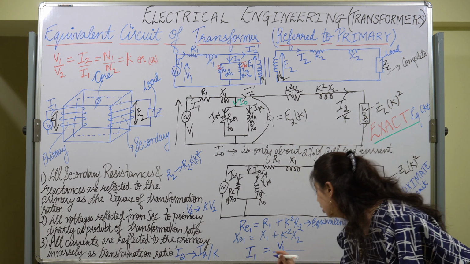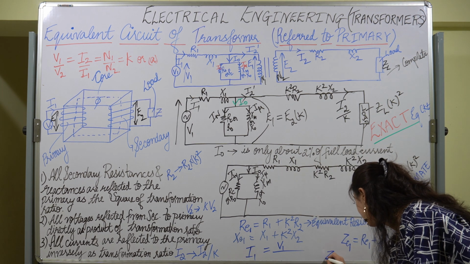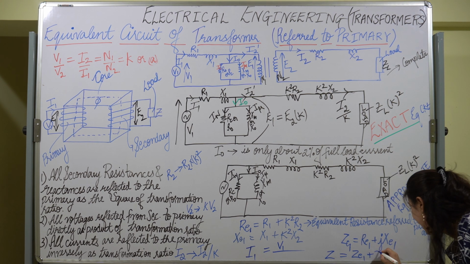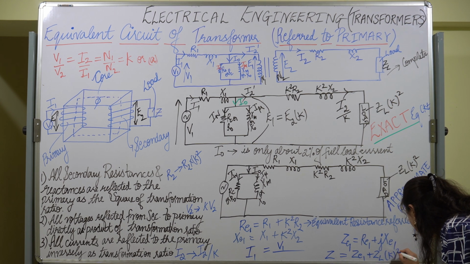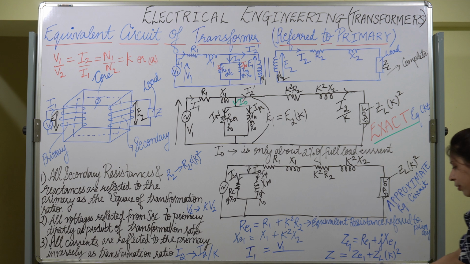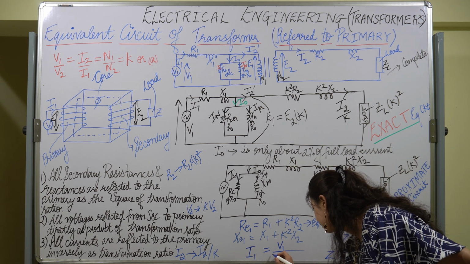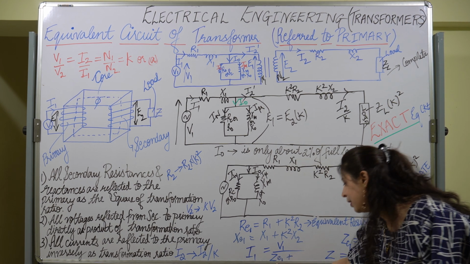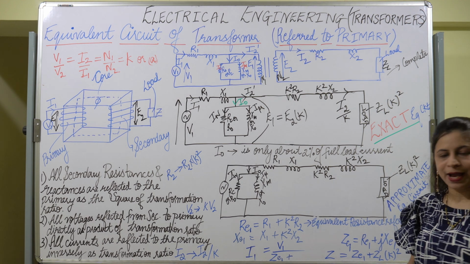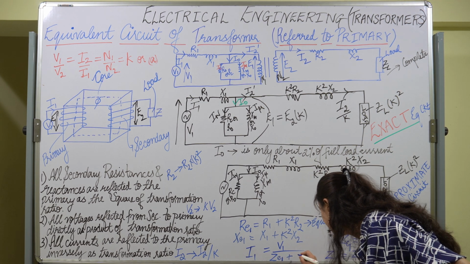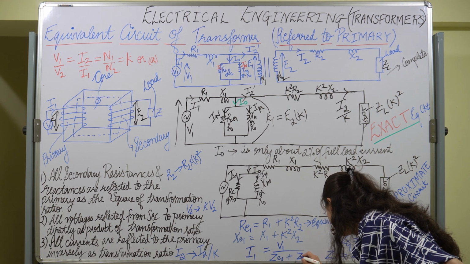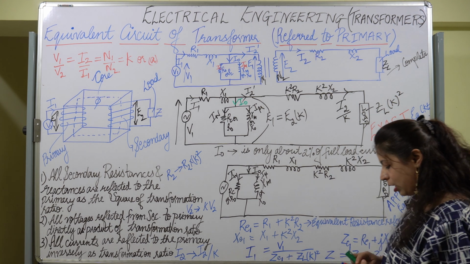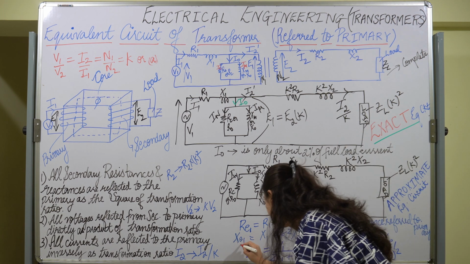Okay, so the equivalent Z will be equal to ZE1 plus ZL K square. So here we can put the value ZE1. This is the impedance. ZE1 is the impedance referred to the primary side. ZE1 plus ZL K square. So this is the value of the primary current.